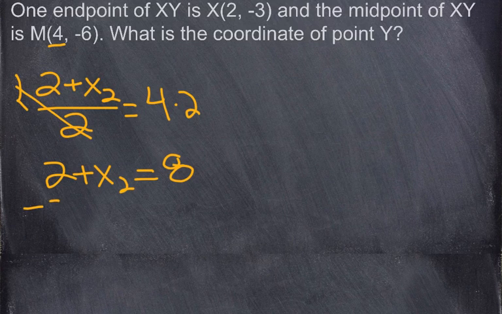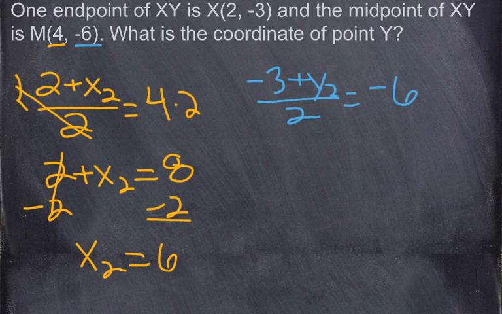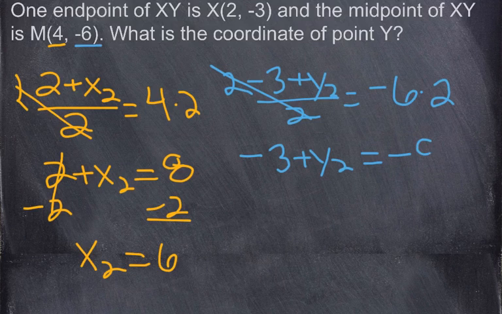Now we subtract 2 from both sides. We end up with x2 is equal to 6. So we're done with the x coordinate. Now we need to find the y coordinate. Well, one y coordinate plus the other, which we don't know, over 2 is equal to the y coordinate of our midpoint. So we multiply by 2, multiply by 2. So we have negative 3 plus y2 is equal to negative 8.